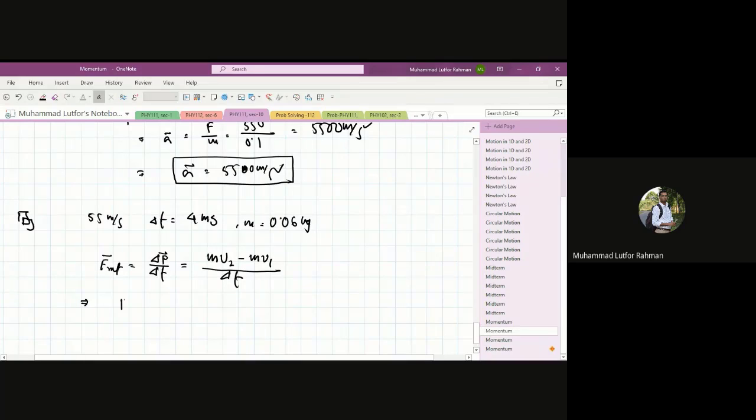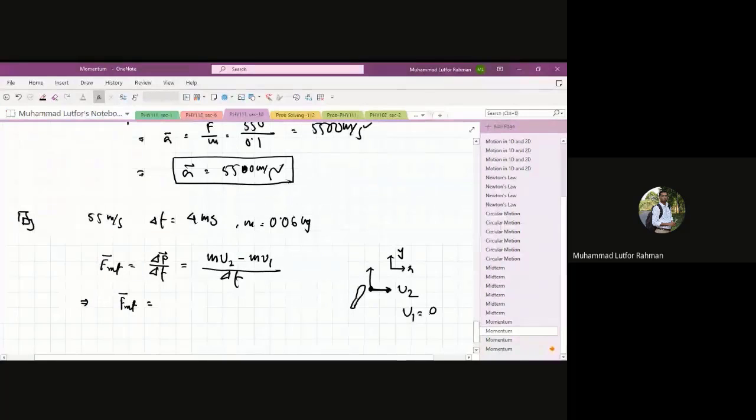Now over here, you have to use your sense. When the player serves the ball, initially they throw the ball upward, then they strike with their racket and the ball starts to move towards the X direction. If this is the X direction and this is the Y direction, then when he serves, this is your v2. Then what is v1? It's 0 along the X direction. The initial velocity is 0 when he throws the ball upward.